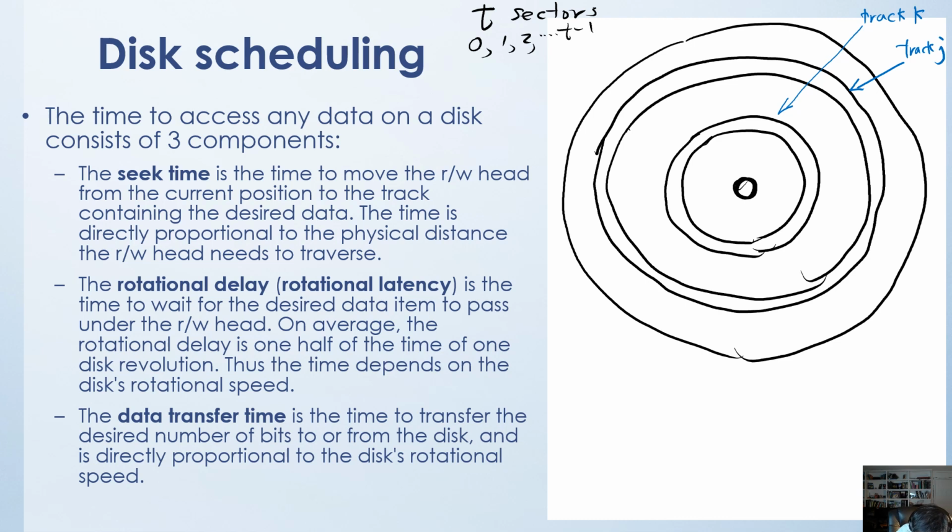So let's say here's sector 0. This is another sector 1, sector 2, sector 3, and then we can continue, and here's the last sector T minus 1. So now we can actually divide each track into sectors. Here's sector 0, 1, 2, 3, and all the way to T minus 1. And here's the track number J, right? That's 0, 1, 2, 3.